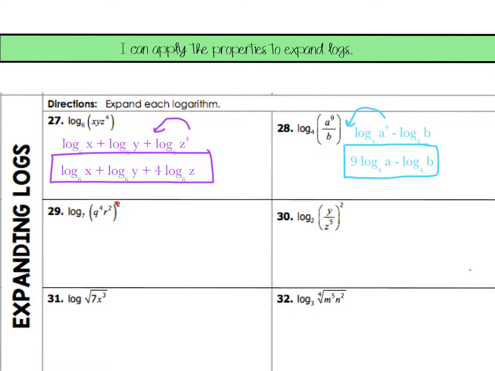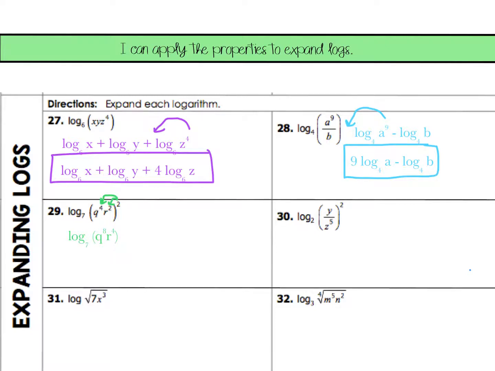So first of all, this exponent means this 2 times. So I could essentially rewrite this as log base 7 of q to the 8, because I have 4 q's twice, r to the 4th. The first method would be to distribute that squared. Since it's all multiplication happening inside the parentheses, I can do that. It means essentially q to the 4th, r to the 2nd, 2 times.